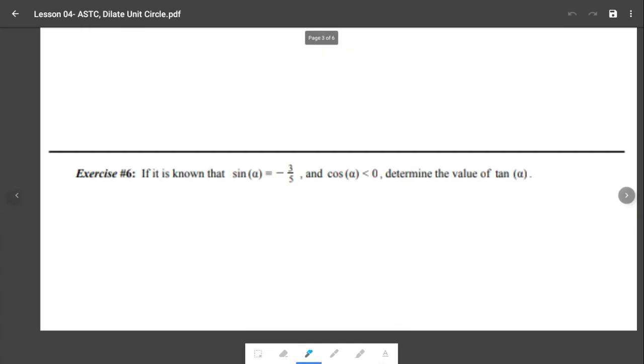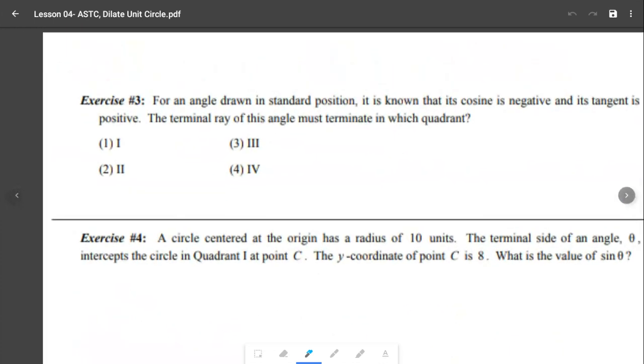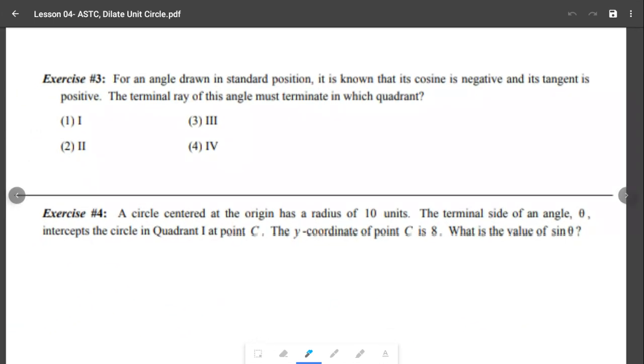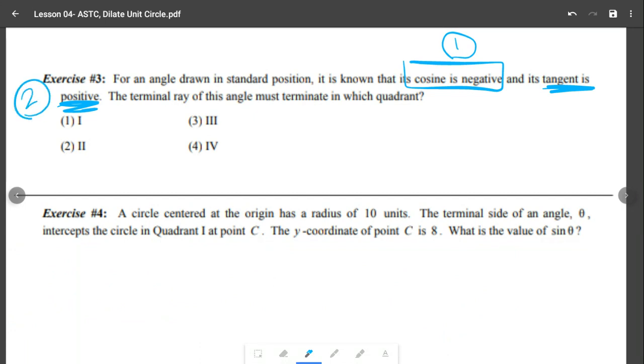All right, exercise 3. For an angle drawn in standard position, it is known that its cosine is negative and its tangent is positive. The terminal ray of this angle must terminate in which quadrant? So all I'm trying to do is figure out which quadrant I am in that I satisfy these two conditions. 1, that cosine is negative, and 2, that tangent is positive.